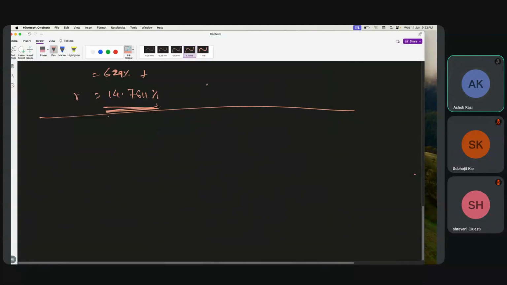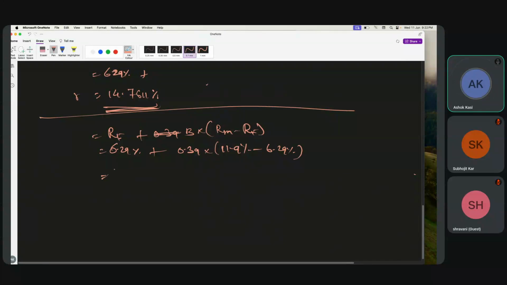So then how will you do it? Risk-free 6.29 plus 0.39 is the beta, into the return from the market minus risk-free. Return from the market is 11.9 percentage, minus risk-free 6.29 percentage. Calculate this and tell me what is the required return from Hindustan Unilever.